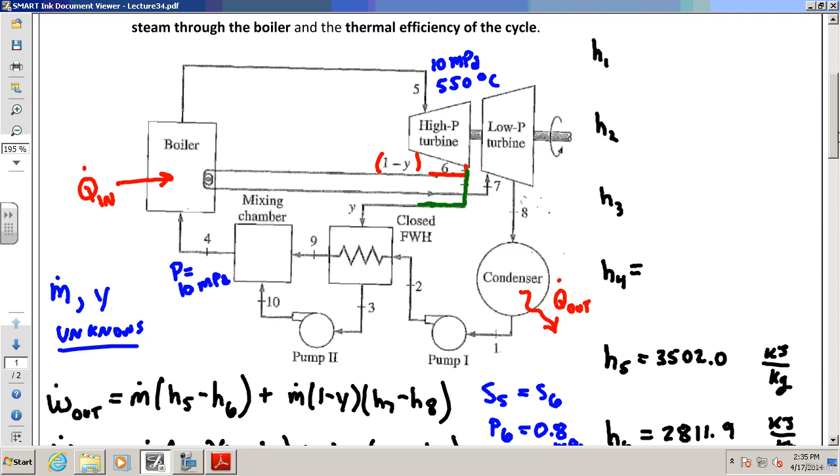You bring up an interesting point. You're saying, would H9, H10, and H4 be equal to each other? Okay, let me say this. You make a really good point. That mixing chamber, technically you're wrong. Technically H9, H10, and H4 are not the same, but practically speaking, they're really, really close.